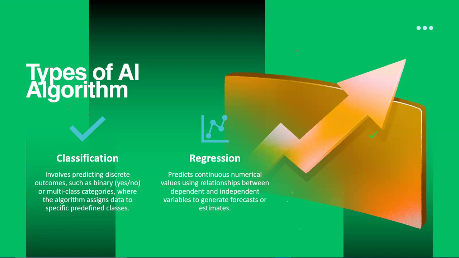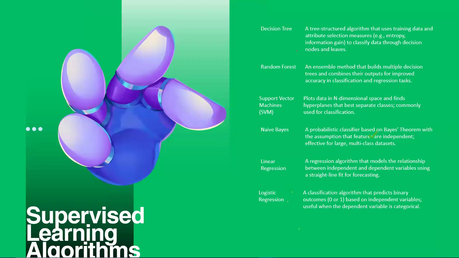I hope with that we are able to understand supervised learning, classification, as well as regression. What are some of the specific algorithms that power supervised learning? Some of those algorithms are decision trees, random forests, support vector machines, naive Bayes, linear regression, and logistic regression.